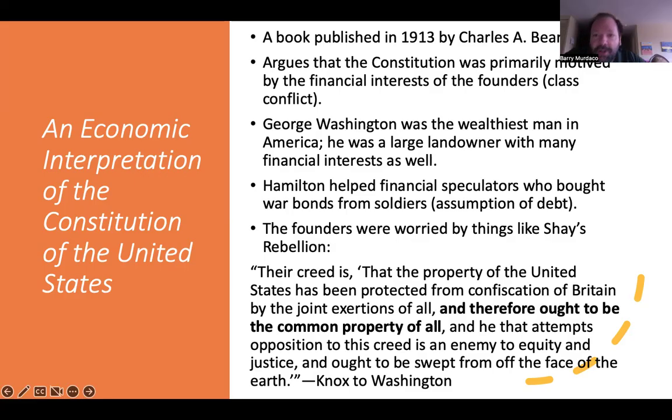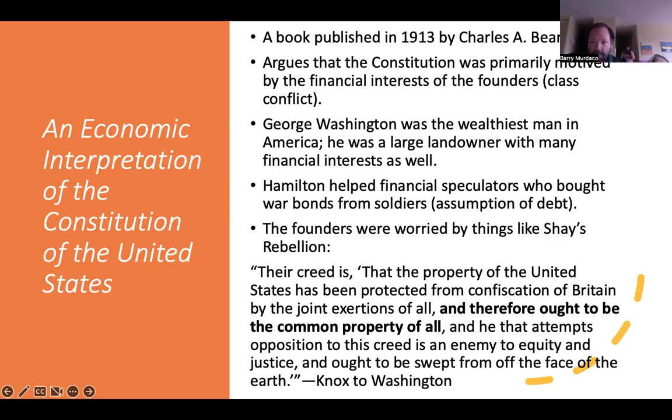The founders were not, or the framers of the Constitution, because not all of the founders, not all of the revolutionary generation were in favor of the Constitution, by the way. So maybe the term framers is a more accurate term to use.